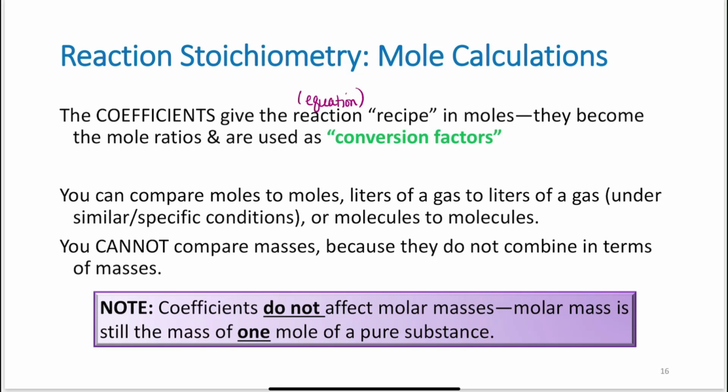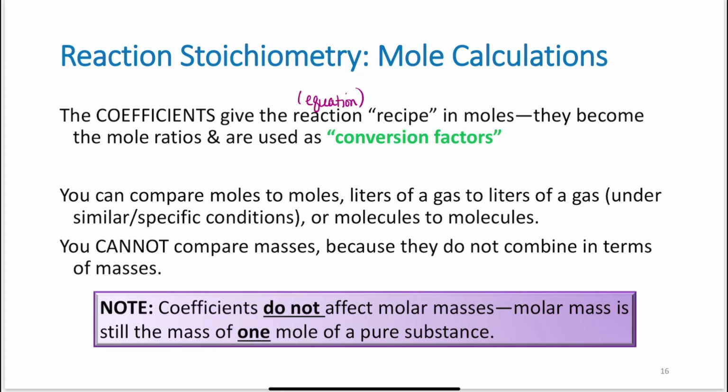You can compare moles to moles, liters of gas to liters of gas under similar or specific conditions, or molecules to molecules. We cannot, under any circumstances, compare masses to masses because, again, they do not combine in terms of masses. I know I said this in the previous slide, but if we had 1 gram of hydrogen and 1 gram of oxygen, 1 gram of hydrogen is about 1 mole of atomic hydrogen. 1 gram of oxygen is about 1/16 of a mole of atomic oxygen. They're not going to react the same way. It's not a comparable reaction.